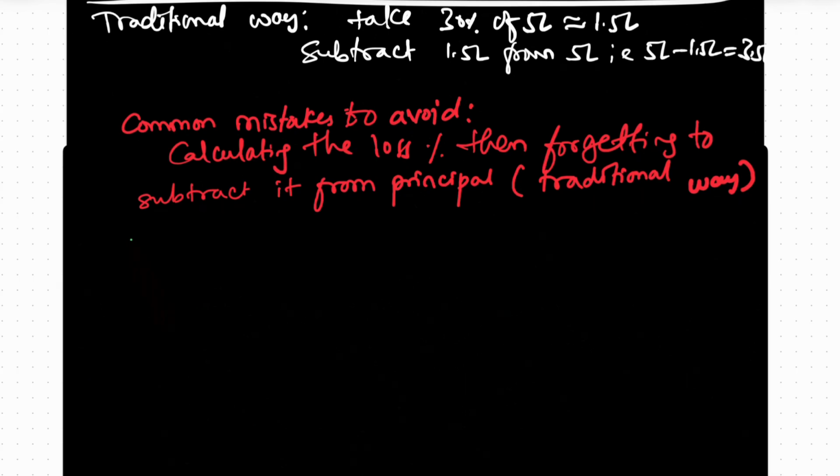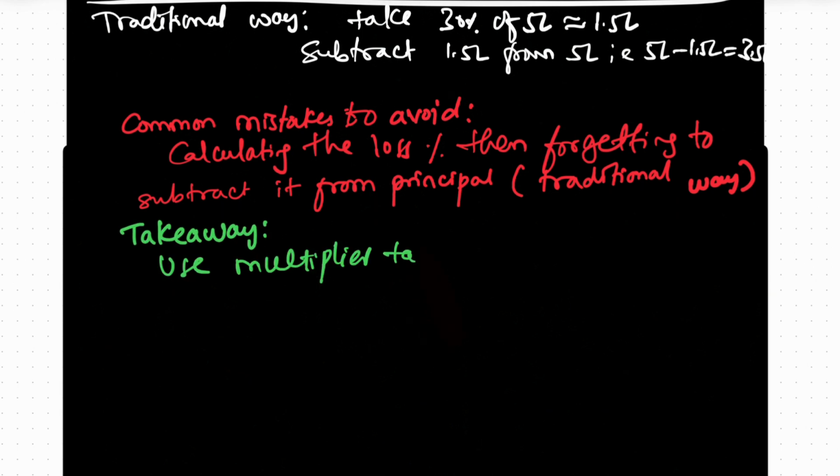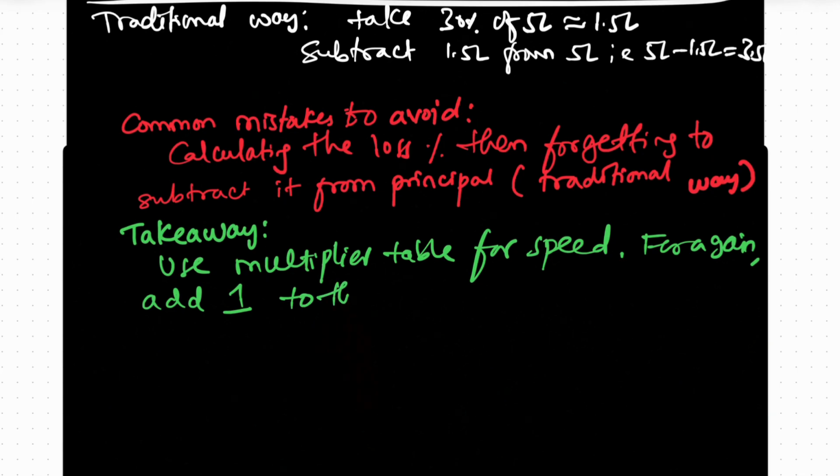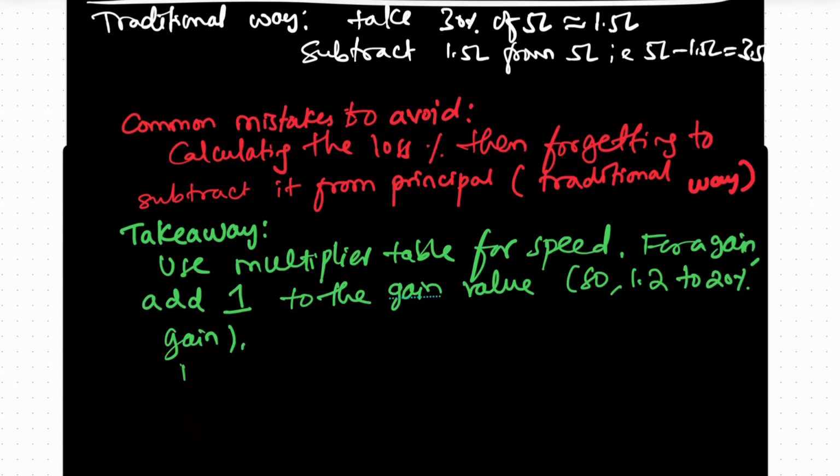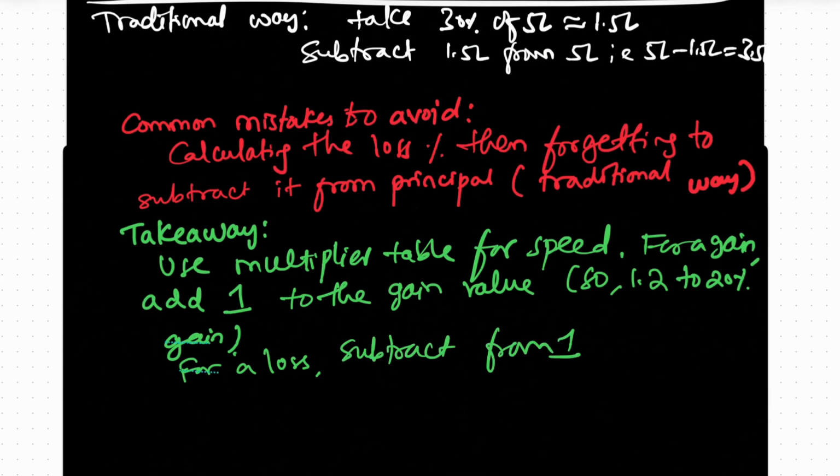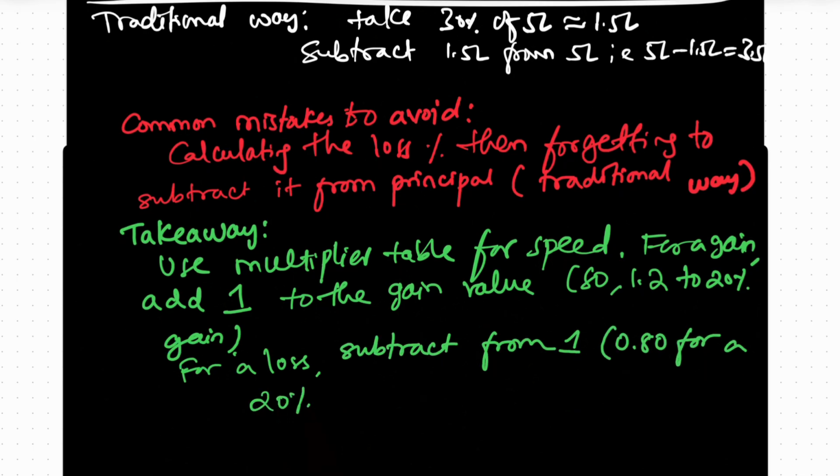And then the investor's takeaway: use the multiplier table for speed. So for a gain, add 1 to the gain value, which means 1.2 for a 20% gain. And for a loss, subtract it from 1. So 0.8 for a 20% loss.